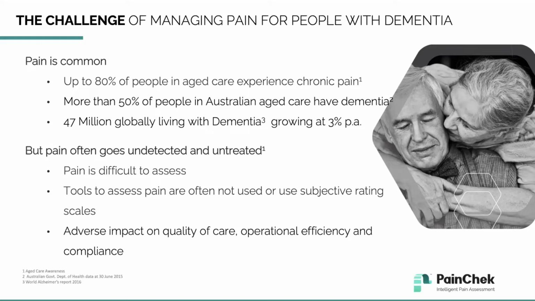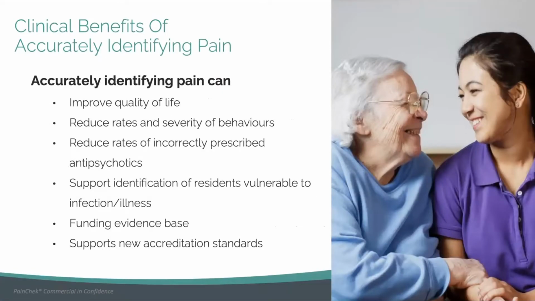And obviously the adverse impact of someone living in chronic pain is that quality of life decreases. There are operationally some issues and inefficiencies there, and compliance issues if we don't manage and address pain upfront and well. So some of the benefits, I suppose, team, of accurately addressing pain: improving the quality of life is quite obvious, but we're really trying to address the rate of use of psychotropic medications and reducing behaviours.